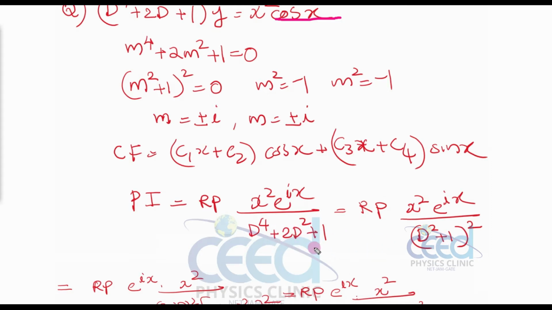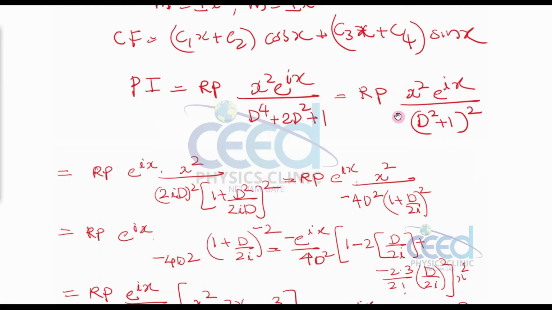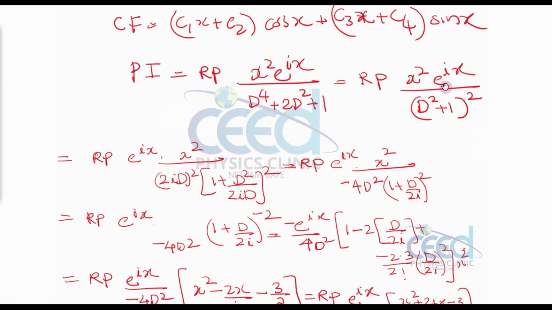Now as we have done earlier, for e^(ax) f of x we know how to do it; we did it in the last class. You have to take this e^(ix) out, and then, with this coefficient i, what you have to do is replace D by D + i, the whole square.